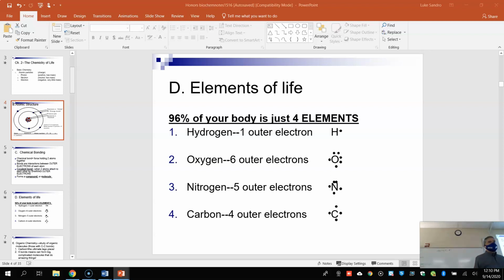Doesn't matter where you start, but you go around the box one side at a time, one electron at a time, until you have to start pairing them up. So it looks like this. 1, 2, 3, 4. I've done 4 of the 6 electrons. Now I start pairing them up. 2 on one side, 2 on the next side, and I'm done.